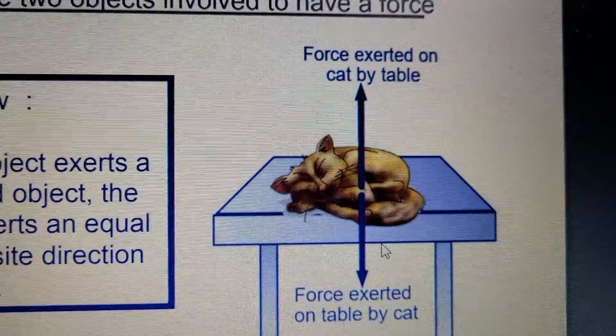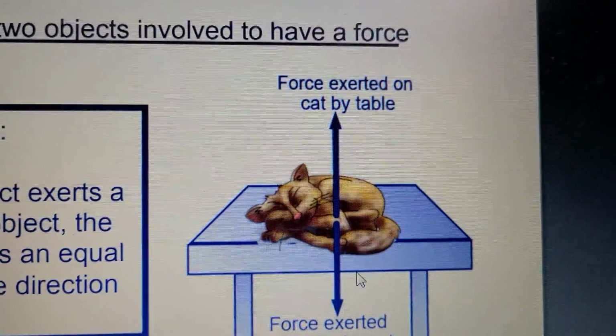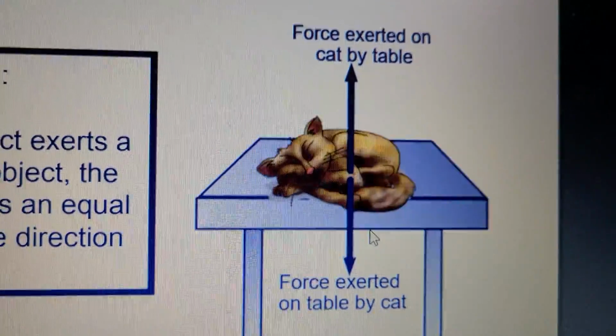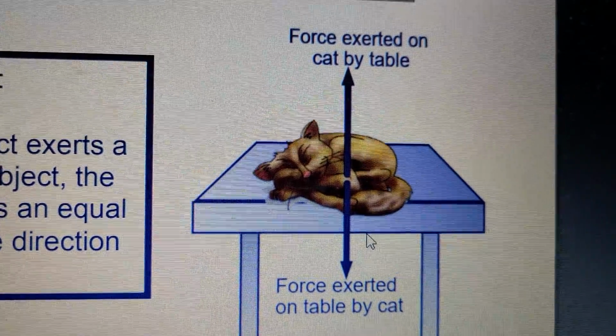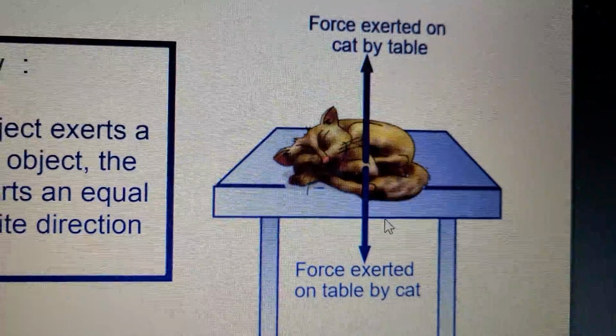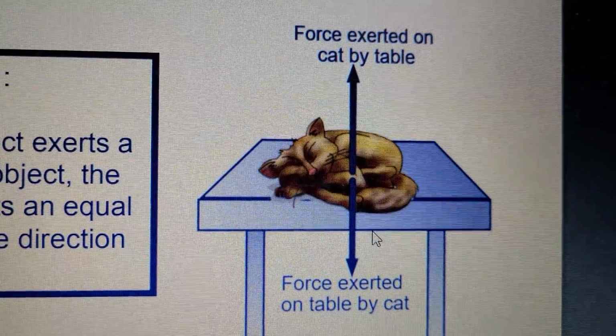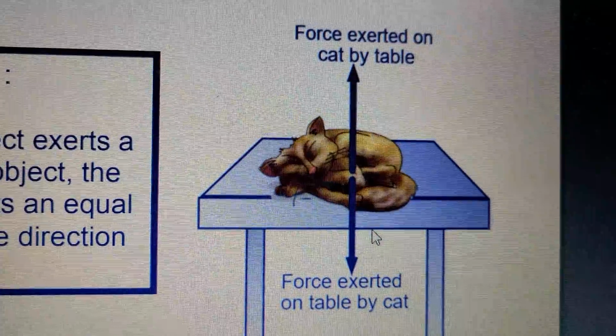What's the cat doing to the table in return? What's the opposite of that? It's pushing it downwards. Okay? The table is holding or pulling it up while the cat is pushing the table down. So right there you have an action and reaction.